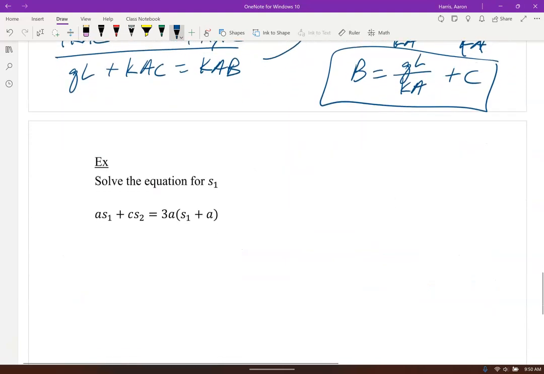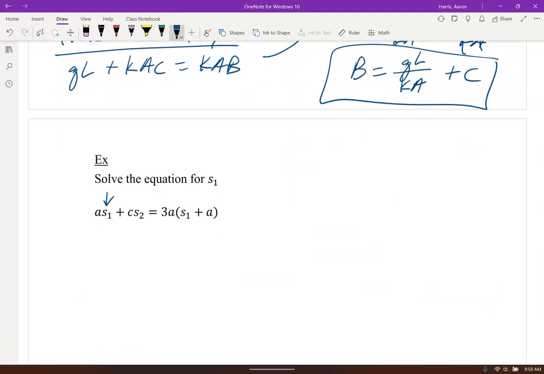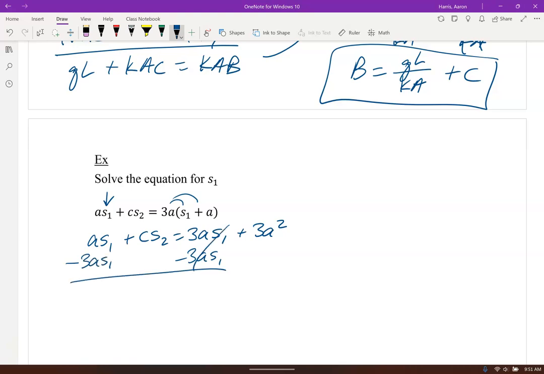Let's do one more here. Let's solve this for S1. Notice there's an S1 on the other side, so we've got to get all the S1s together. These are like terms. So 1AS1 minus 3AS1 is negative 2AS1, plus CS subscript 2 equals 3A squared.